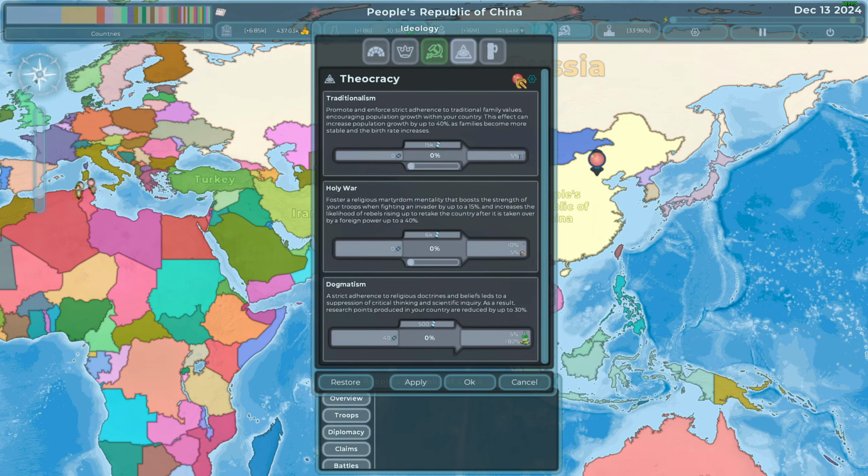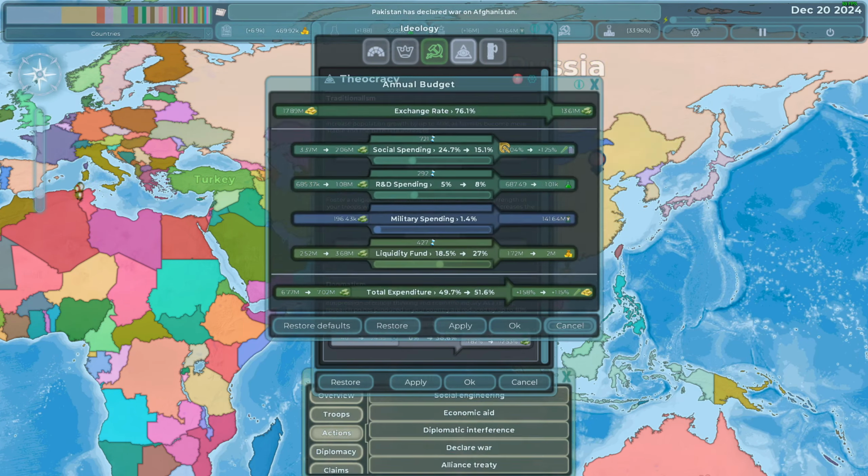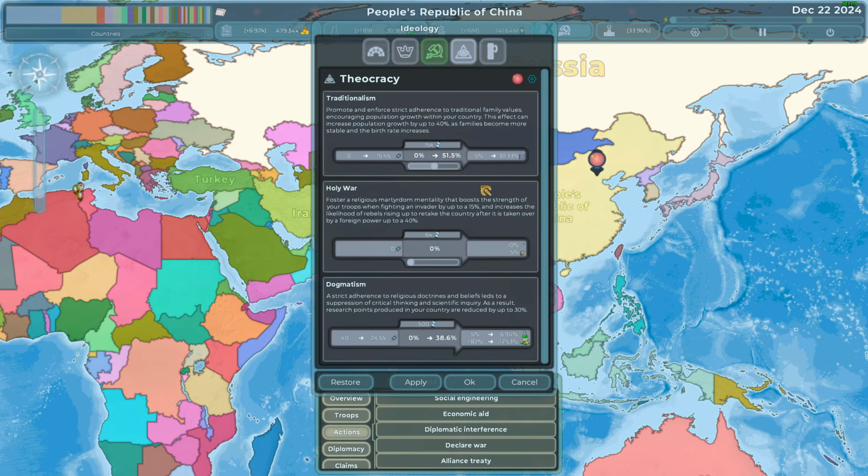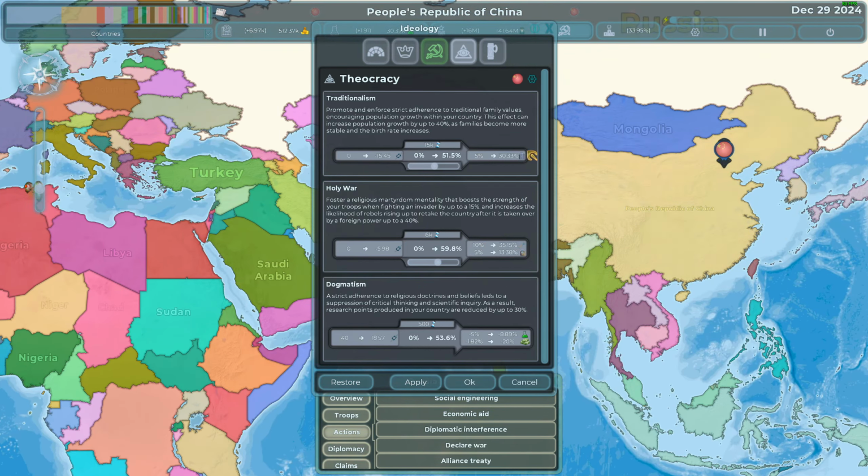Here's the worst ideology in the game, theocracy. The first one increases your population growth. You can just crank up social spending to get that. The second one increases rebels spawning in defense of your own country if you get invaded. As a big country, we don't really have to worry about that. Both of these ruin your research point production. If this was a little more powerful, I'd be using this more often, but as it stands, this is the weakest ideology in the game.